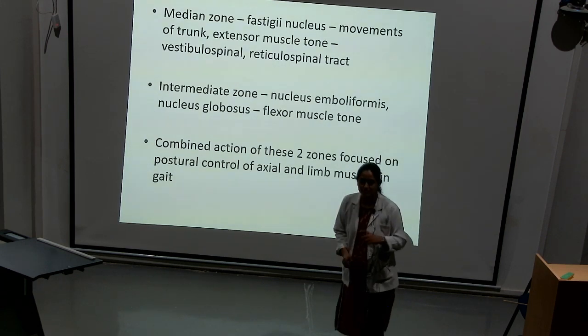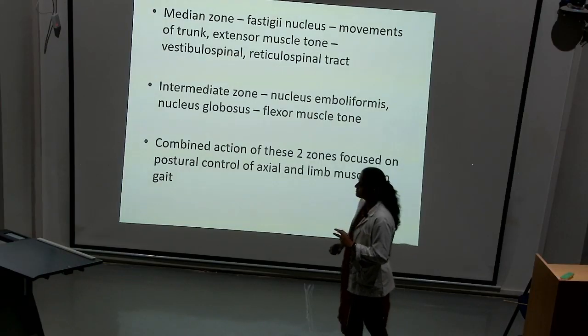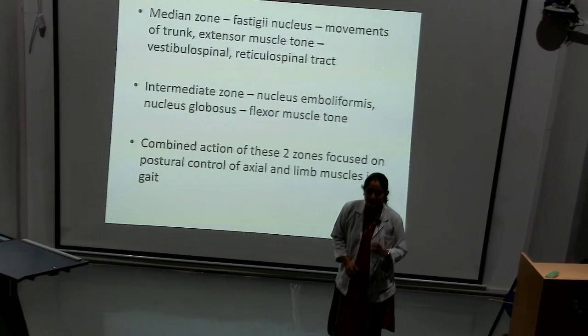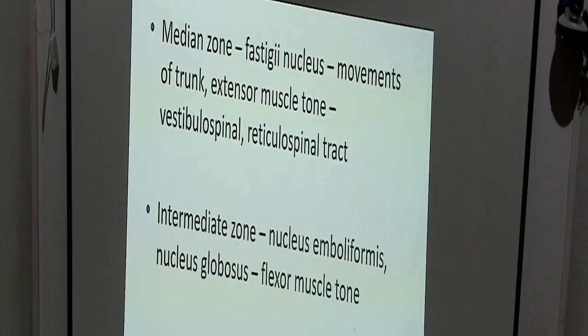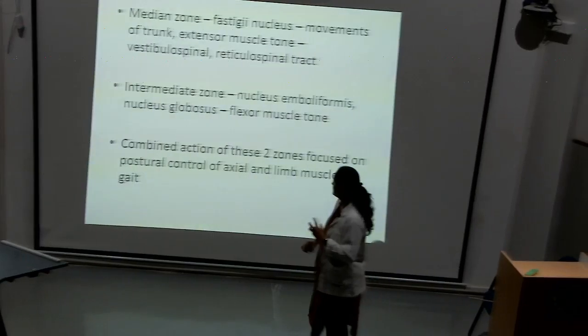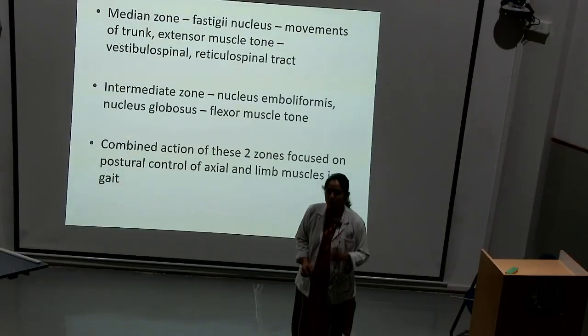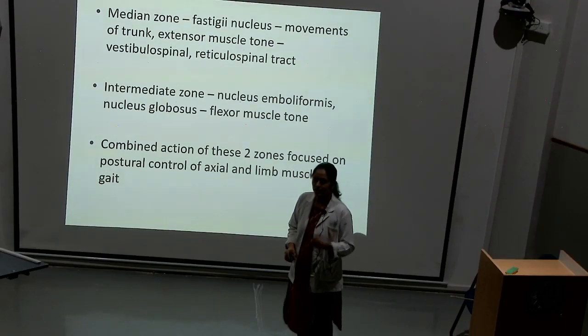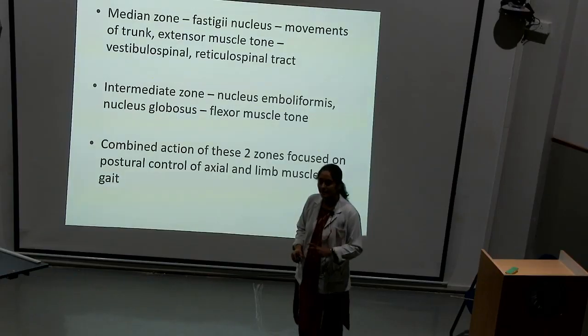The median zone has connection with the vestibular nucleus and is mainly concerned with maintenance of equilibrium, through the control of movements of the trunk and the tone of the extensor muscles. The intermediate zone controls the flexor muscle tone. So the combined median and paramedian zones are concerned with maintenance of equilibrium and also the posture of the body during walking, running, etc., and also the control of the axial and the limb movements.